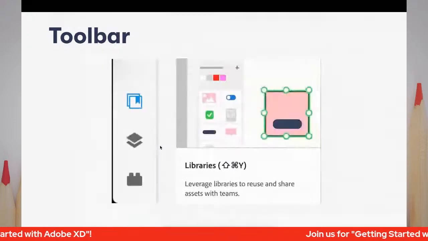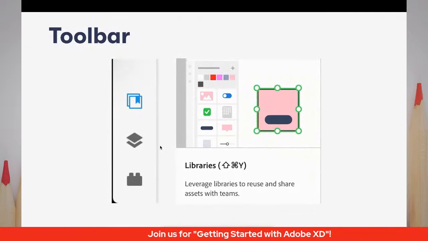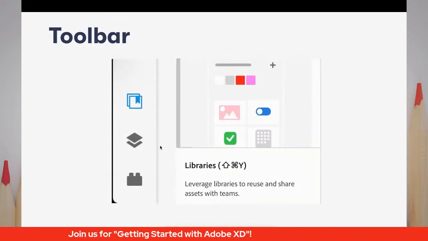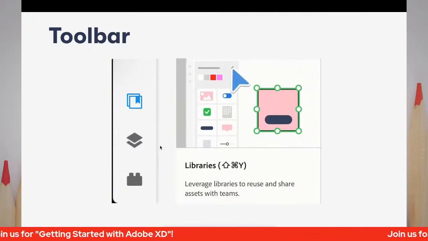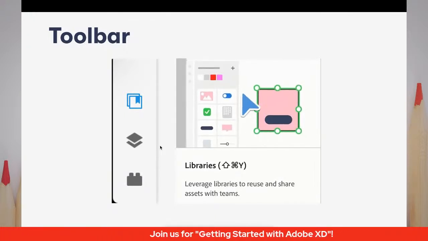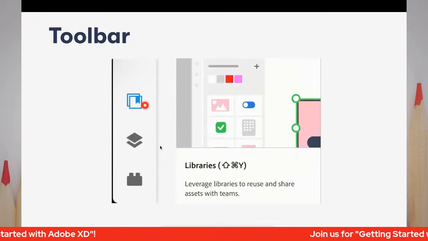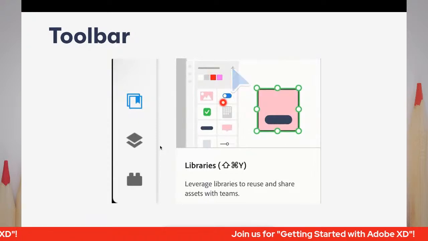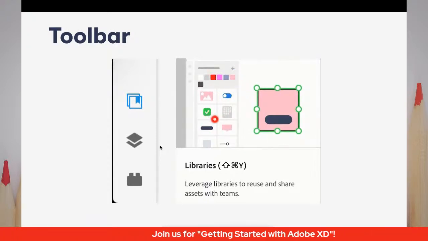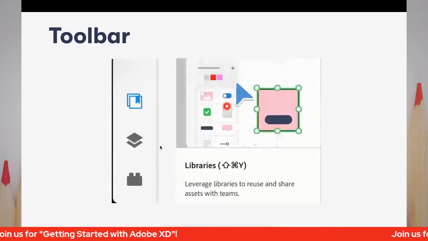So below those toolbar, we have these three other tools that you could use. One is libraries. On the libraries, you can add assets and you can reuse them and share them within your teams. You can add them when you press the assets tool. You can add colors, text. So it will create a library for your project.